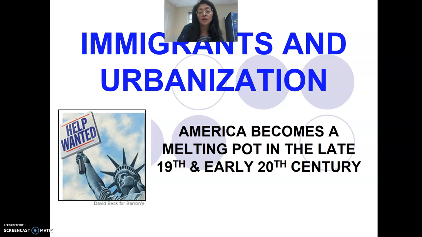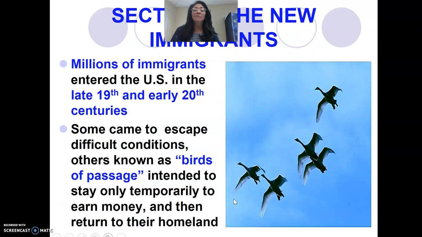Large-scale immigration will cause the U.S. population to triple from the American Civil War to the early 1900s, to the beginning of the 20th century. And so we're going to look at the causes and effects of immigration, and then we'll go into urbanization and the growth of cities. But beginning with immigration.